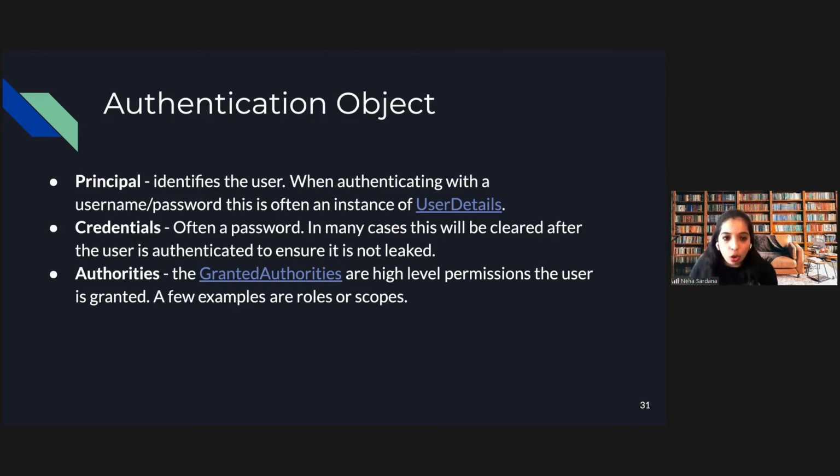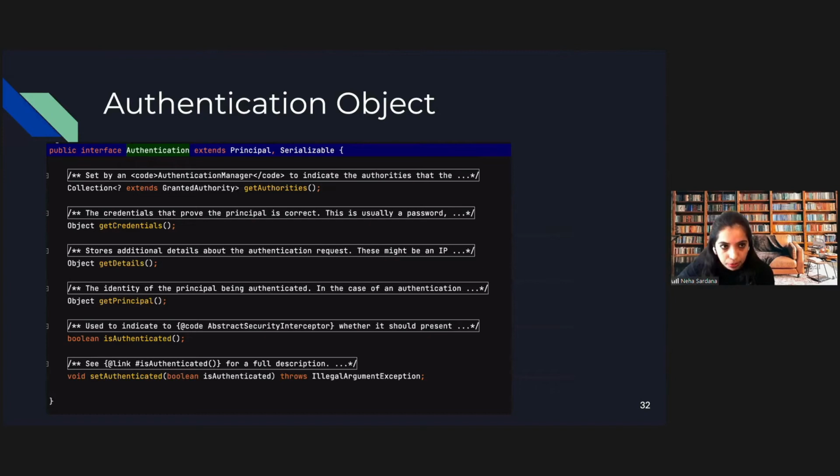Then you have authorities. Authorities are the granted authorities at a higher level, giving you permissions of which resources users can have access to. There are a few examples, like roles and scopes. So you can define the scope of a particular set of URLs, and with specific roles, you can add those scopes in there. You can assign these authorities to a user so that the user can access which resources, and that's also possible.